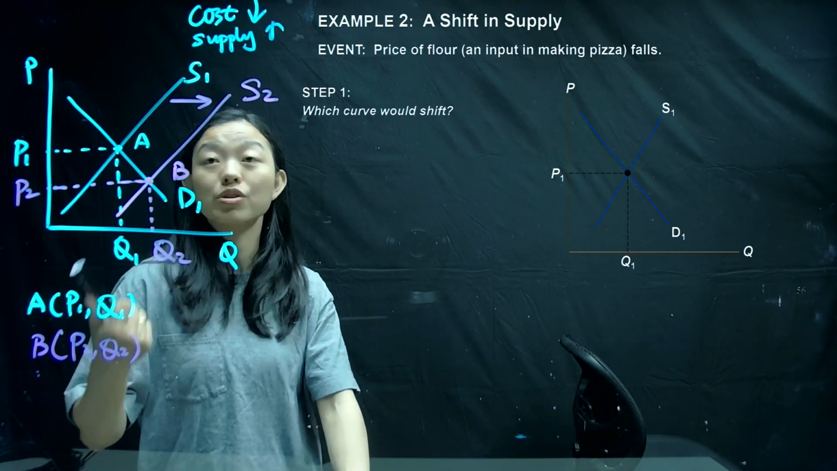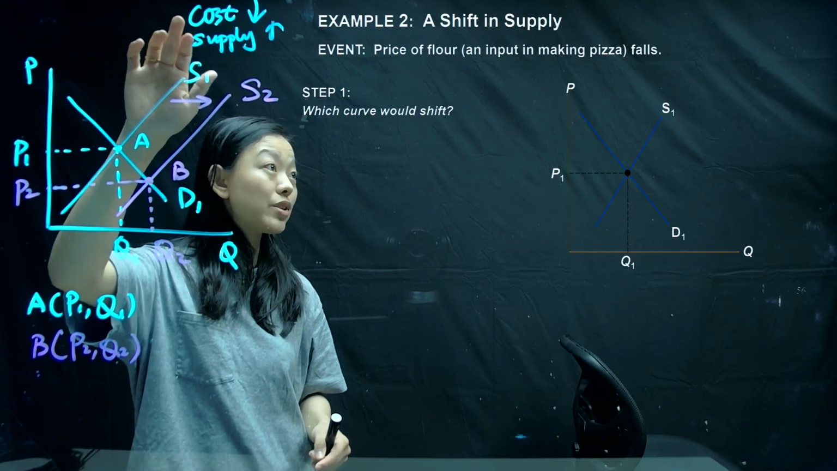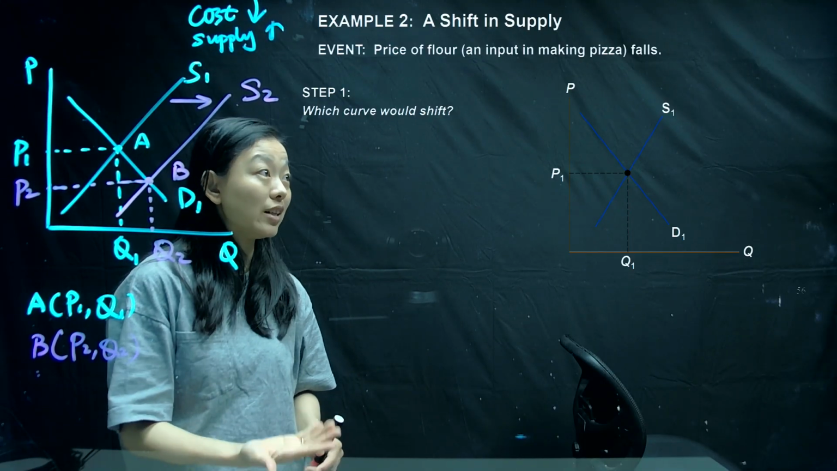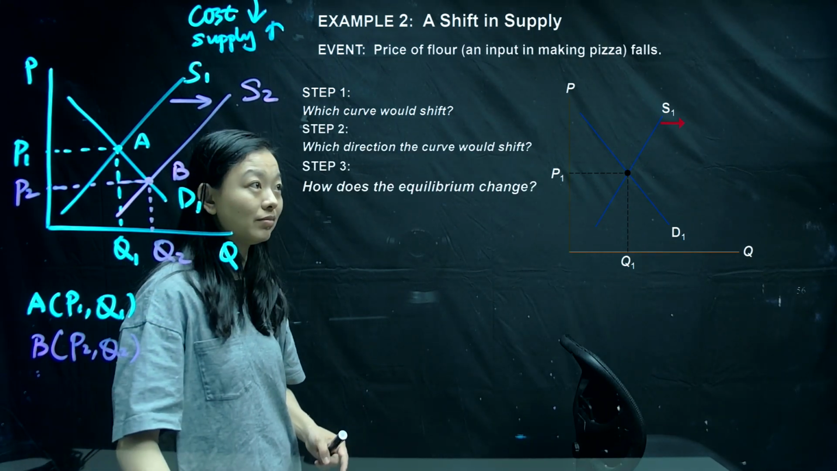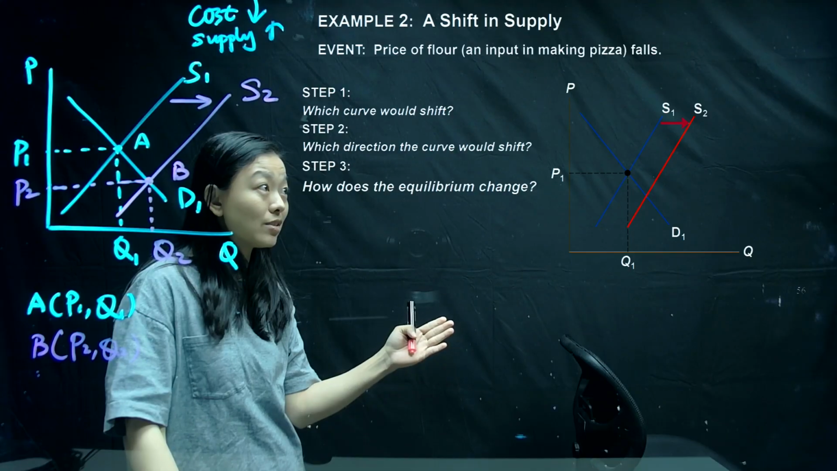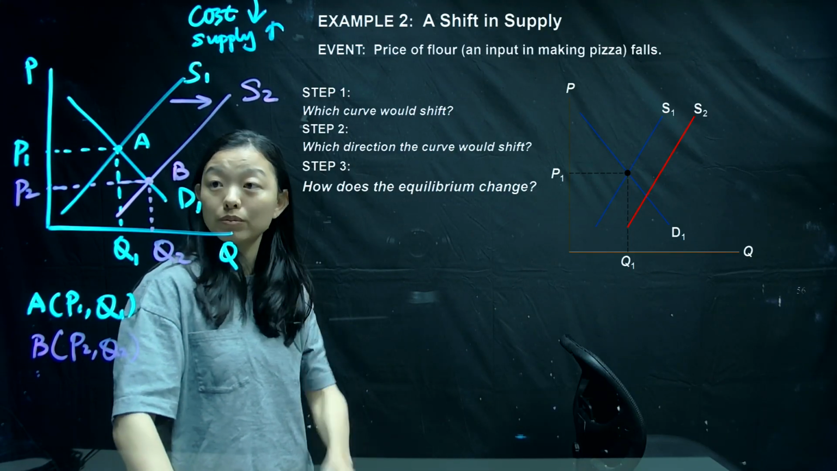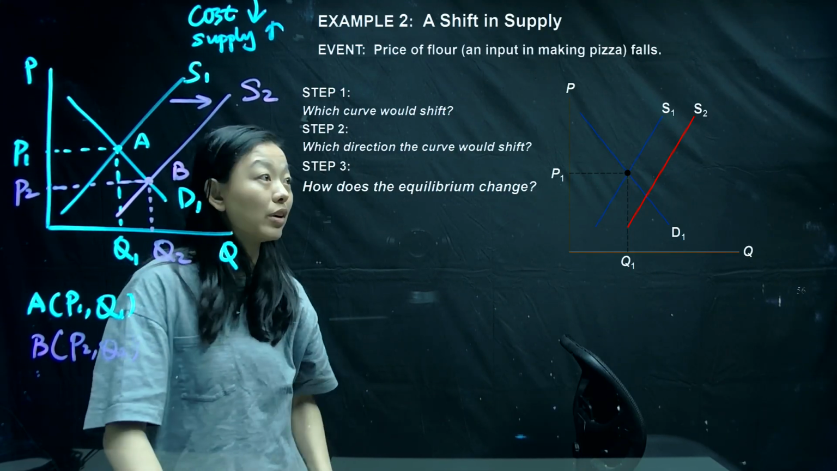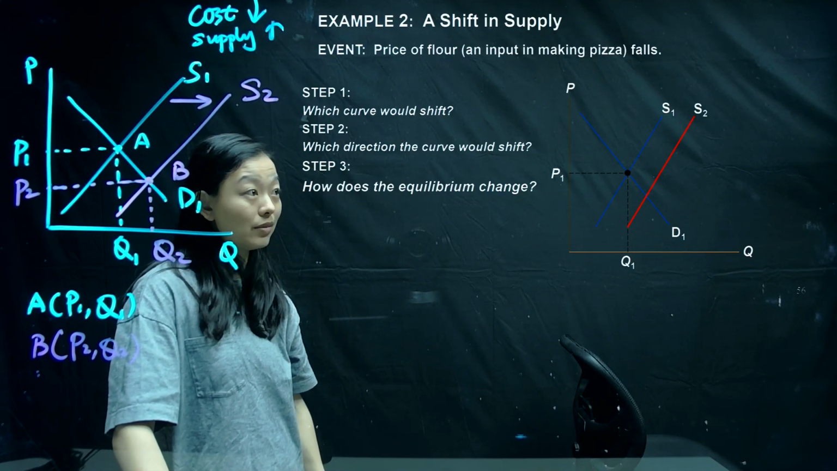Which curve shifts? Still the 3-step analysis, okay? We notice cost decreases, supply will increase. So definitely the supply curve will shift. And then to which direction? It will shift the supply curve to the right-hand side, right? And that will result in the new equilibrium price and new equilibrium quantity, okay? So that will be our second case.